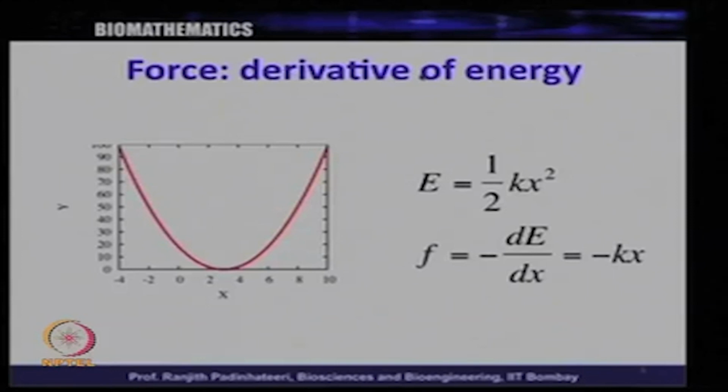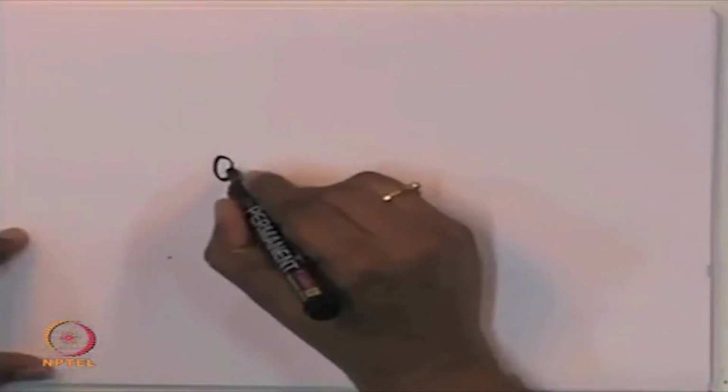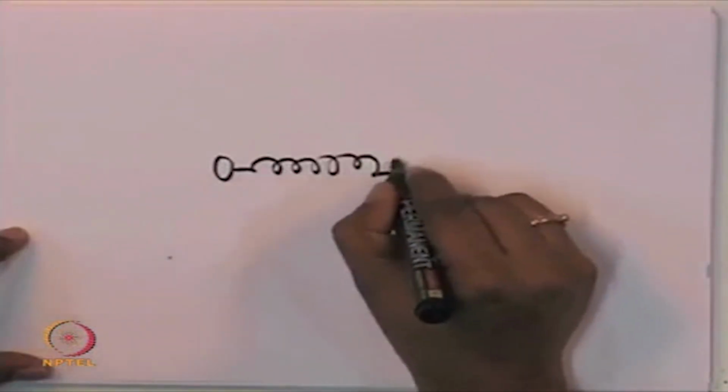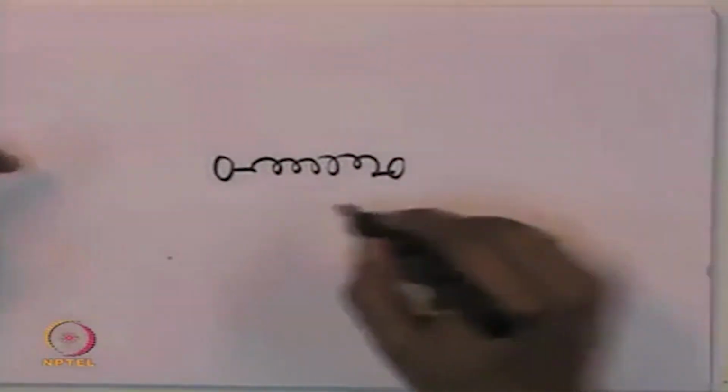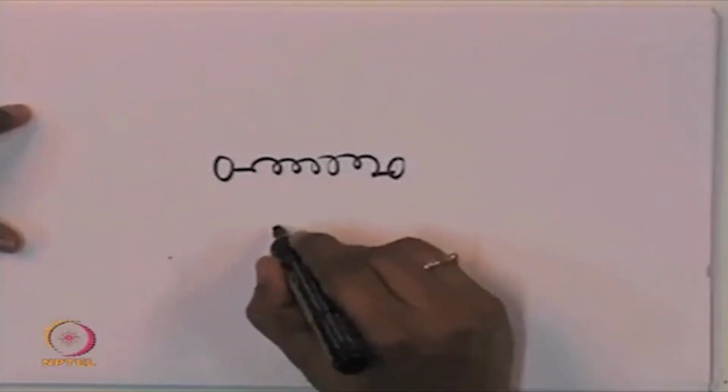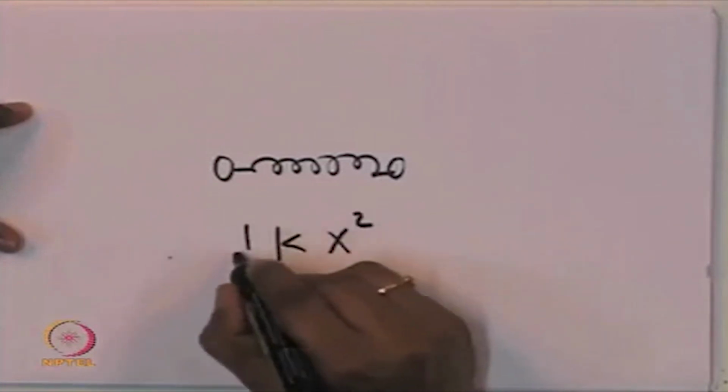Now, when I say force is a derivative of energy, let us consider a spring-like protein, a protein that can be stretched a bit. If you draw it here, you have a spring-like protein which can be stretched. You can apply some force on it and then stretch it. So you have this energy. We know that the stretching energy is half k x square. This is the energy.